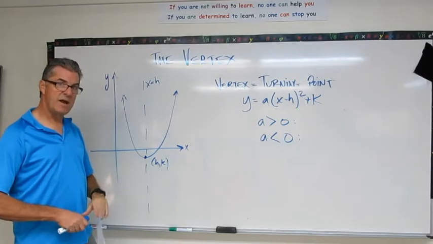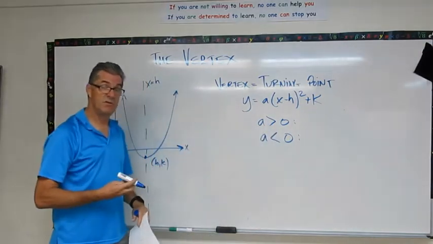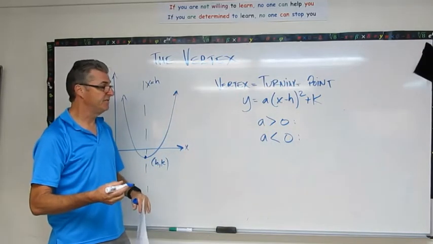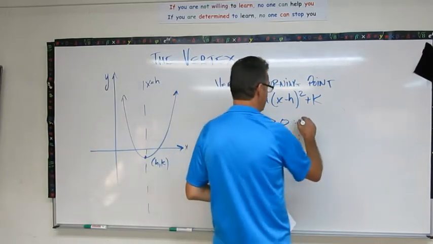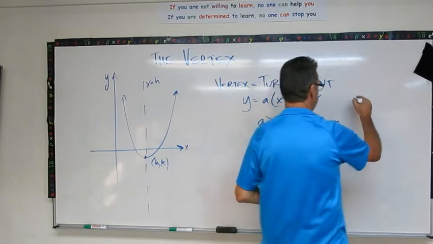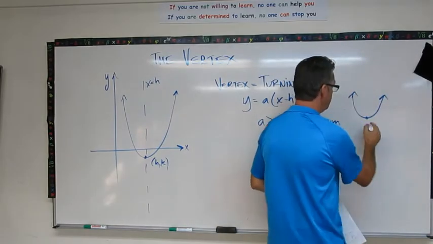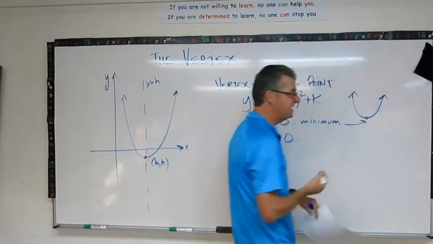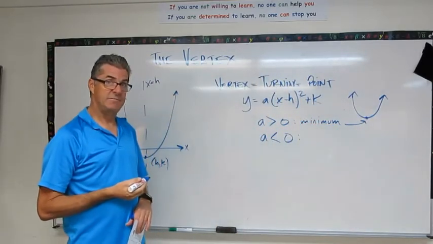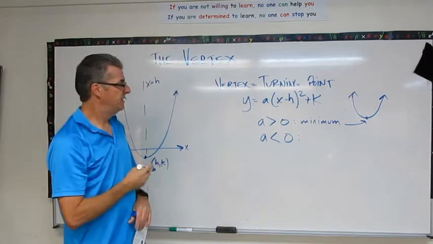I want to talk about a couple conditions here. When a is bigger than 0, which means it's positive, the vertex is a minimum. And that means that the parabola looks like that. If my vertex is right there, this is the minimum. In other words, it never gets lower than that. It does not have a maximum because it can just go on up forever.